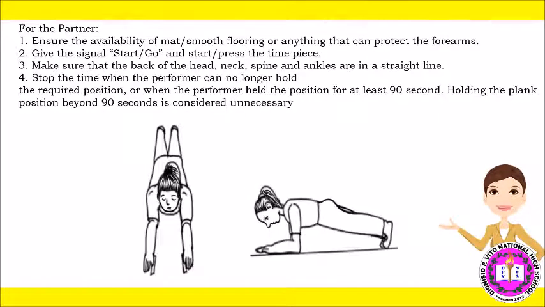For the partner, ensure the availability of a mat or smooth flooring or anything that can protect the forearms. Second, give the signal to start: "Go," and start or press the timepiece. Third, make sure that the back of the head, neck, spine, and ankles are in a straight line.